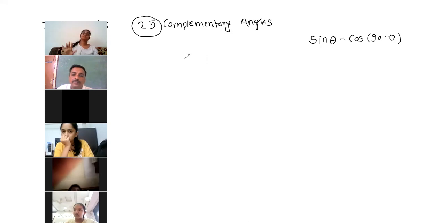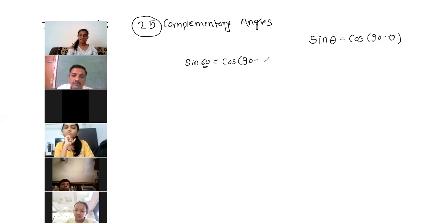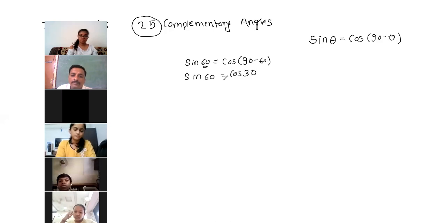Take the example of this. Suppose sine 60. So this one is theta, correct? So we have to write cos 90 minus whatever this value 60. So what will it be? Sine 60 is equal to cos 30. This 30 and 60 are complementary. And if you find its value with the help of the table, sin 60 is root 3 by 2, cos 30 also is root 3 by 2. Correct?